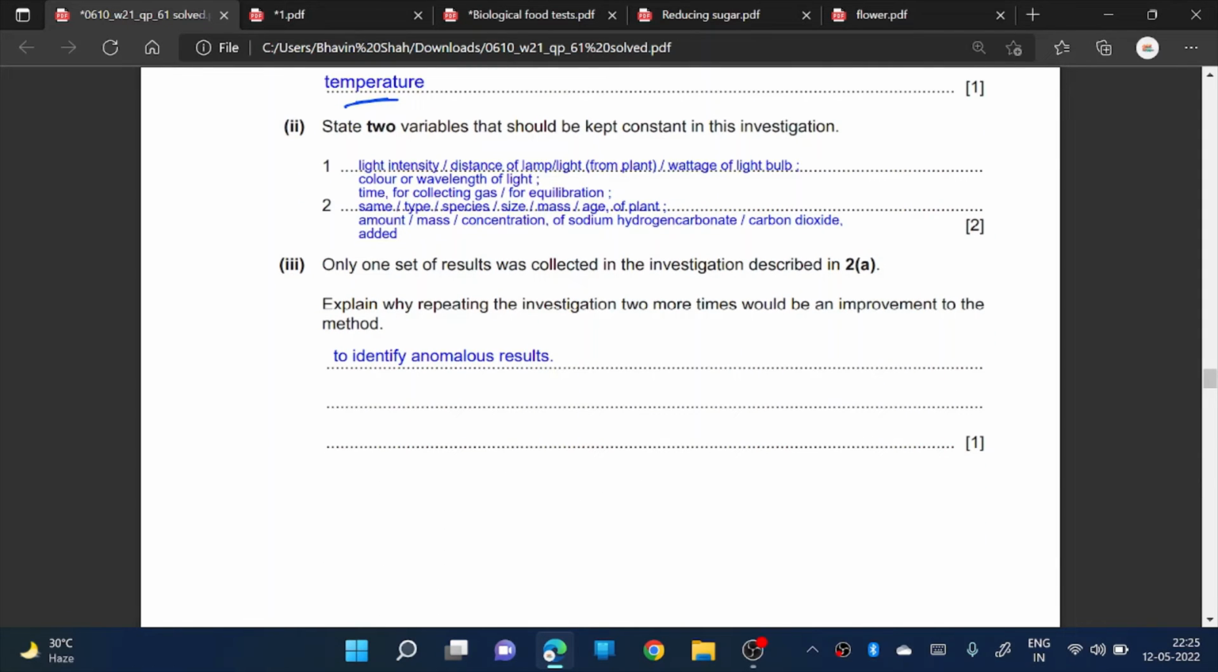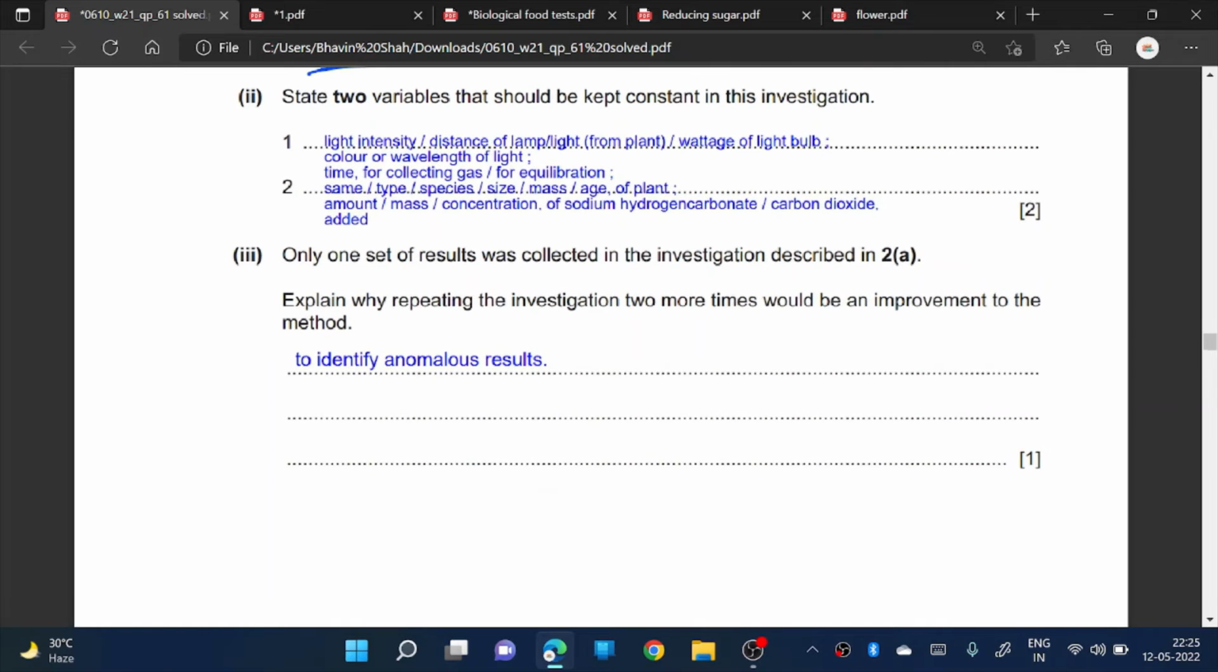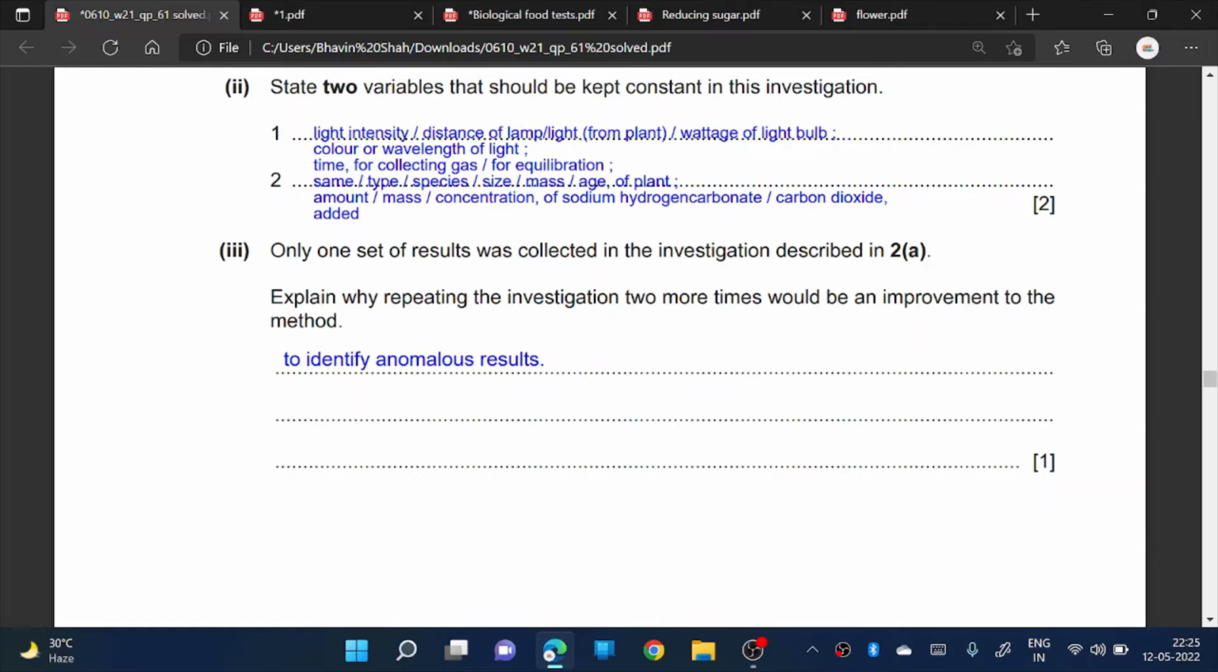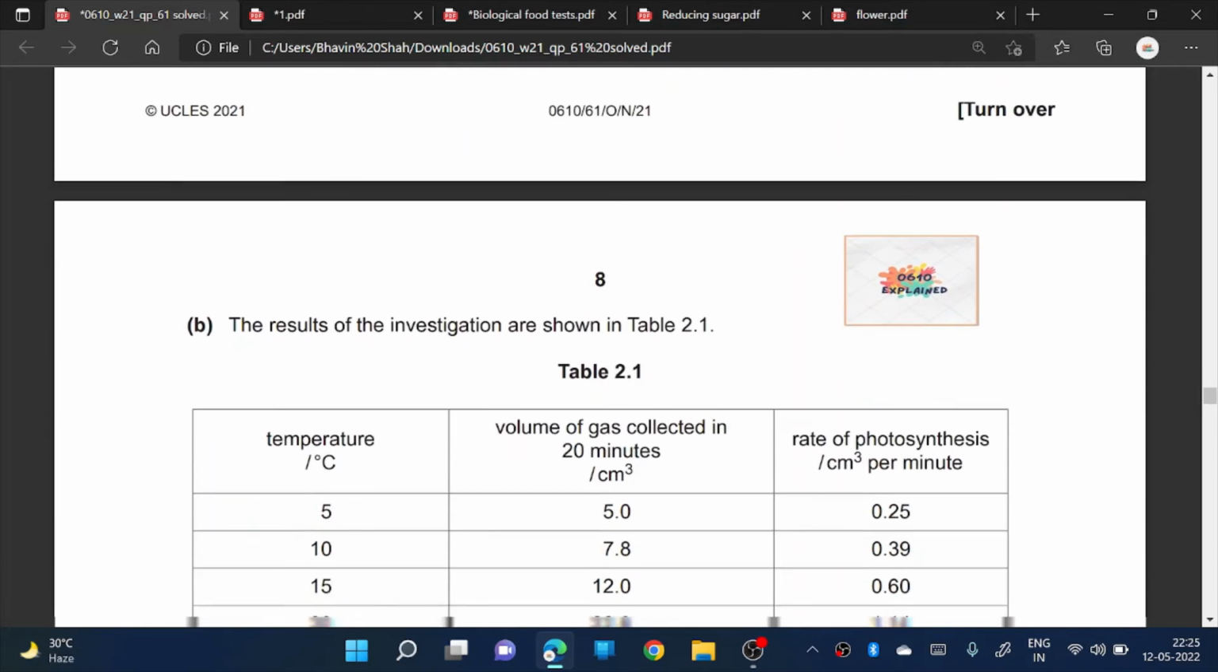Only one set of results was collected. Explain why repeating the investigation 2 or more times would be important in this method. Your answer would be to identify any anomalies. Okay, anomalous results, something which is not falling in place. Sometimes there is a condition where you have taken a wrong reading. So this is called anomalous results.